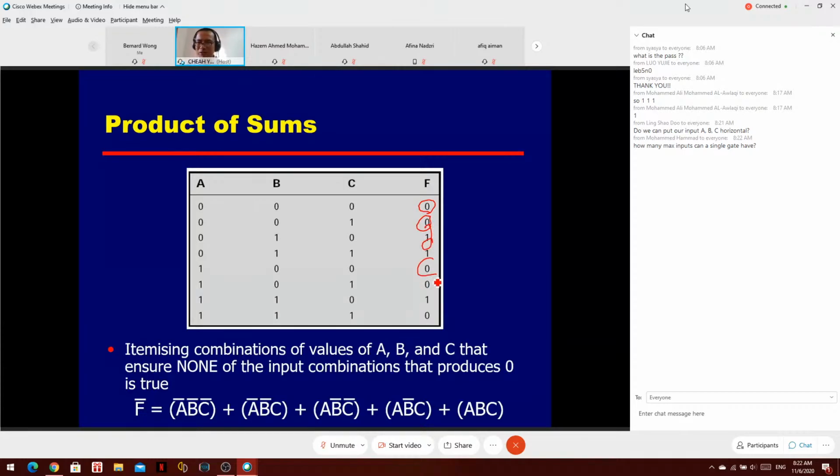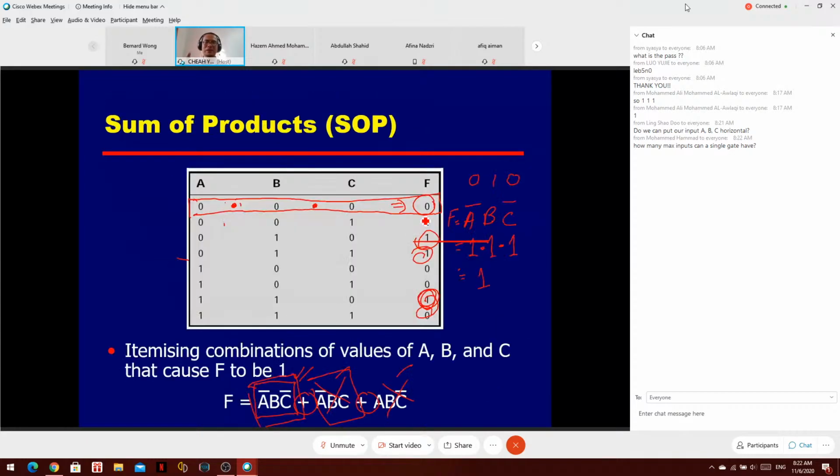We pick out all the zeros. So how many zeros? There are 5 zeros. So there are going to be 5 terms here, and all these 5 terms represent not F.